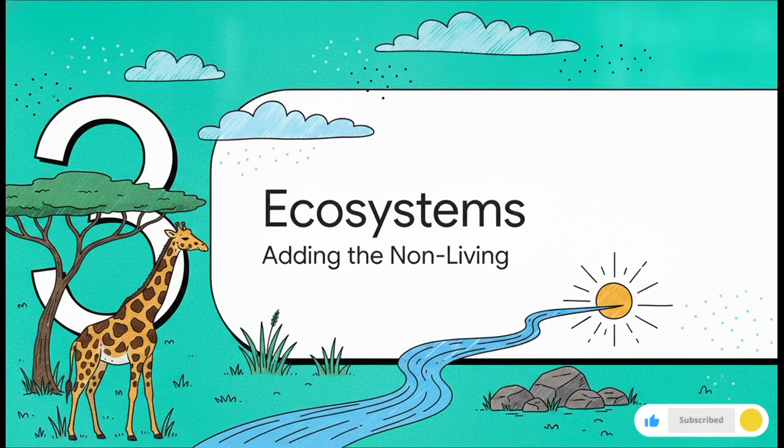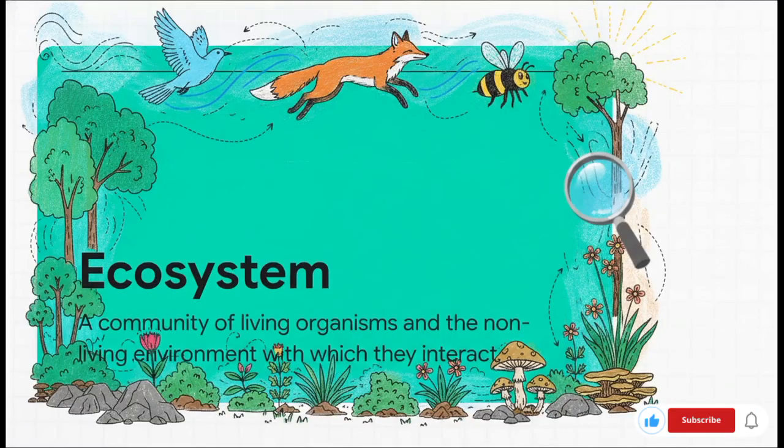Which brings us to Section 3, Ecosystems. This is where we add the non-living factors into the mix. Up to this point, we've only been talking about living, breathing, growing things. But an ecosystem is the brilliant stage where our community of animals, plants, and fungi crashes headfirst into their physical, non-living environment.